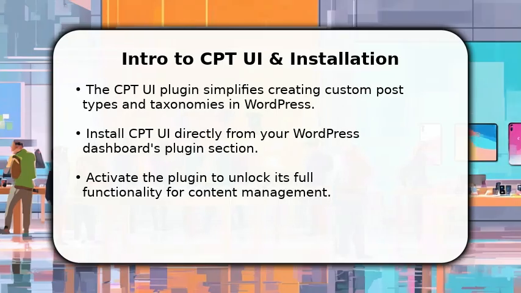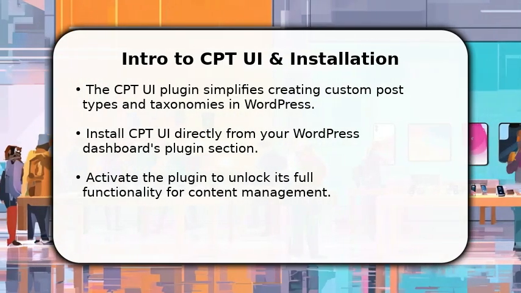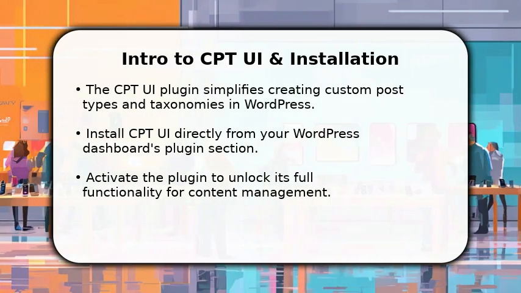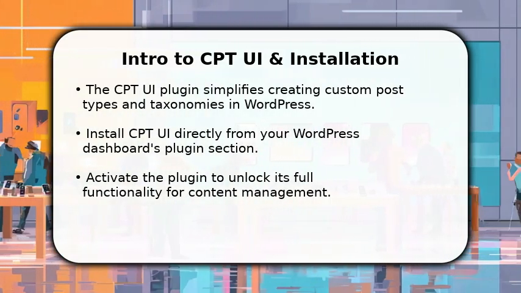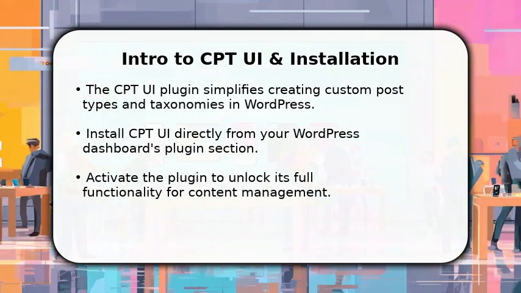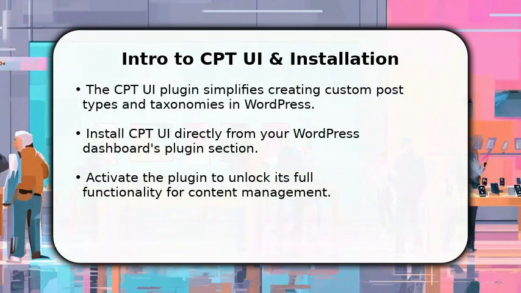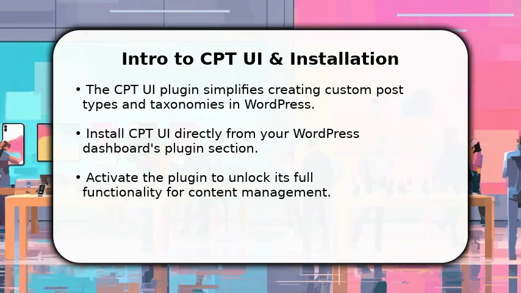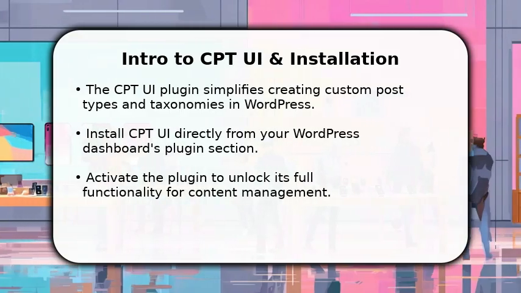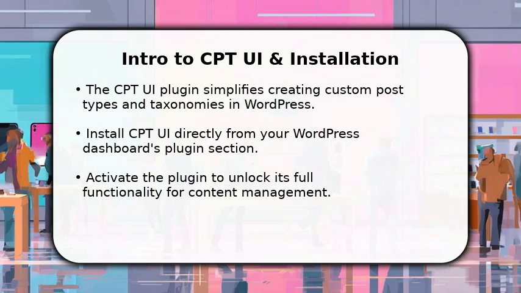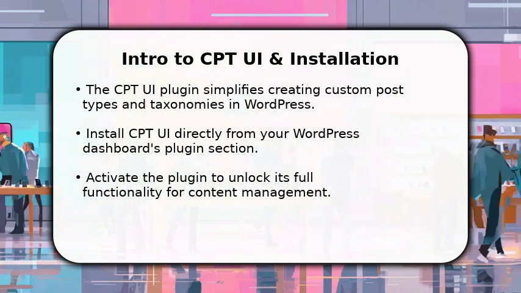In this video, I will explain how to use the CPT UI plugin in WordPress. First, navigate to your WordPress dashboard and go to the Plugins menu. Click Add New and search for CPT UI. This powerful plugin has over 1 million active installations, making it a popular choice. Install and then activate the plugin to begin creating custom content types and taxonomies for your website. It's a straightforward process that takes just a few moments.